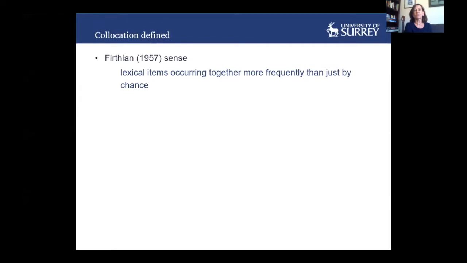But what exactly does collocation mean? So I'm using the term here in the Firthian sense to refer to lexical items or words that occur together more frequently than just by chance. So how can you check this? Well, normally your intuitions will tell you what is normal to use together and what's not normal. But you can also check this against corpus data. So if you look at these two combinations of words, light increase and slight increase, try and think which one sounds more idiomatic to you.